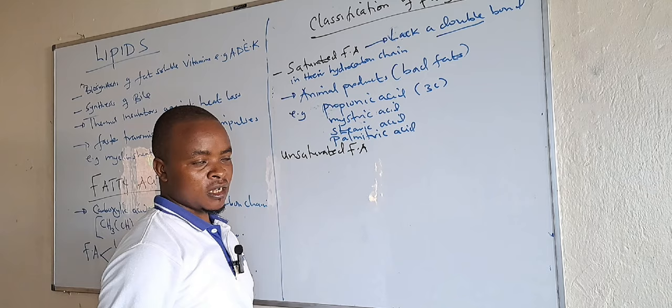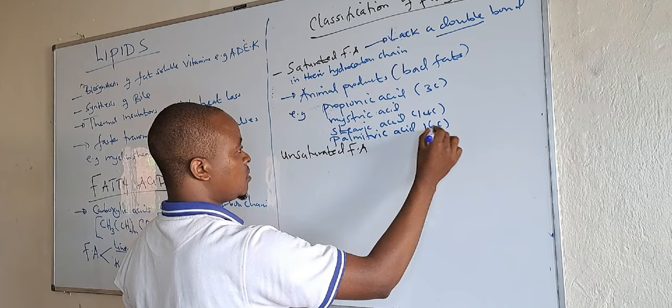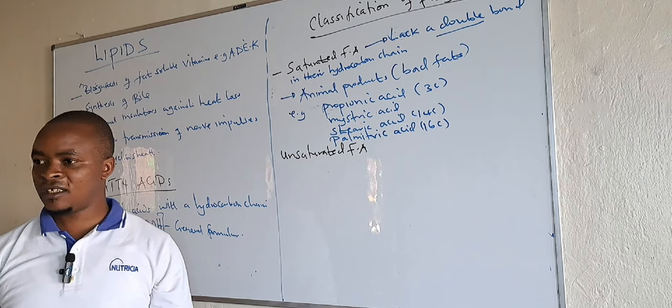This one is a three carbon hydrocarbon. This one is a 14 carbon. This one is a 16 carbon. These are the examples of saturated fatty acids, which we get from animal products.